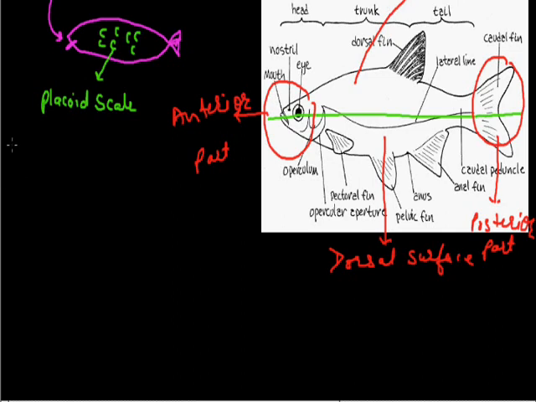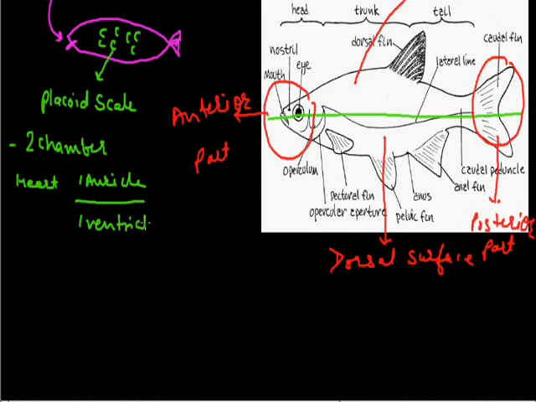Another important feature of the fish is the two-chamber heart. Two-chamber heart means they have one auricle and one ventricle. The upper chamber is called the auricle and the lower chamber is called the ventricle. This is also known as the venous heart because it transports deoxygenated blood.